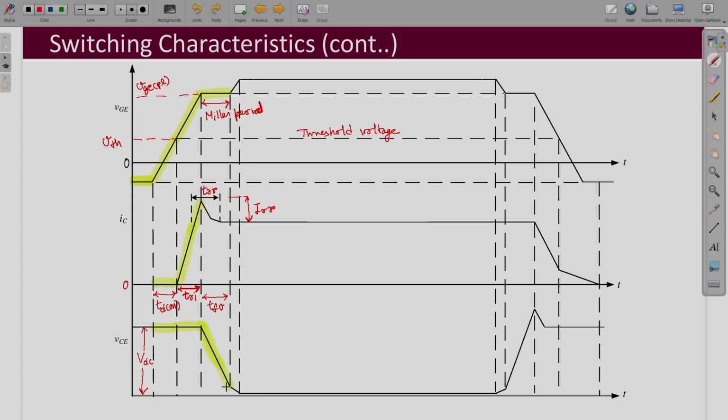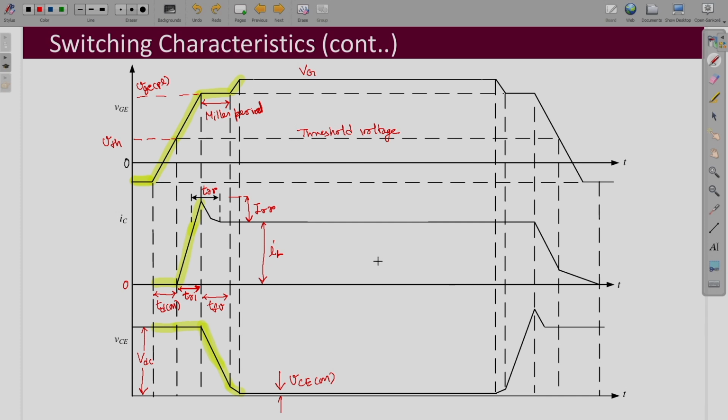After the Miller period is over, the difference between the Miller voltage and the voltage VG applied by the driver is what completes the gate to emitter charging. Over here the collector to emitter voltage reaches the final on-state voltage drop of the IGBT, which you can write as VCE on. And by this time the current has already reached its steady state, or the conduction current, which is IL.